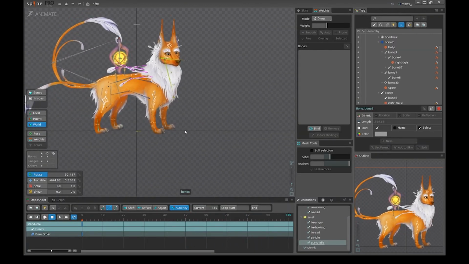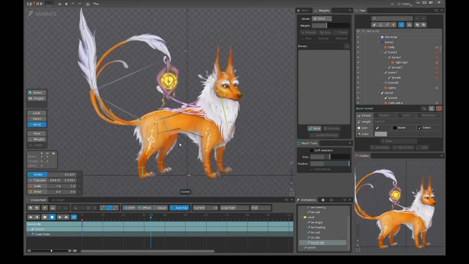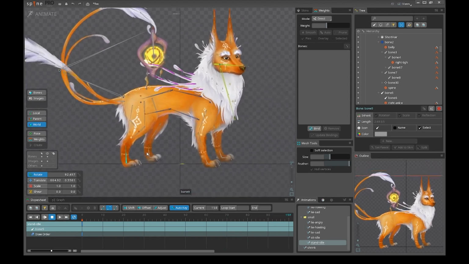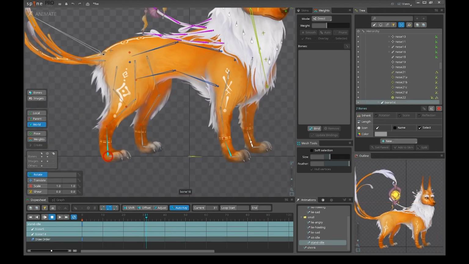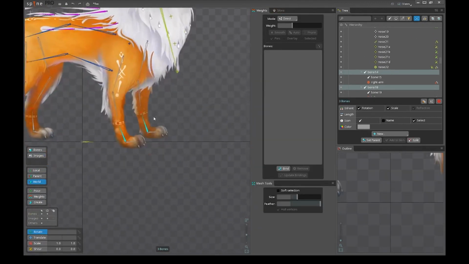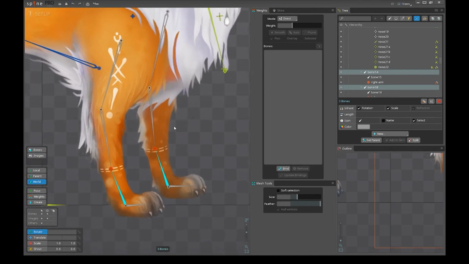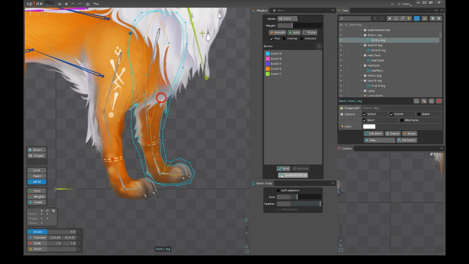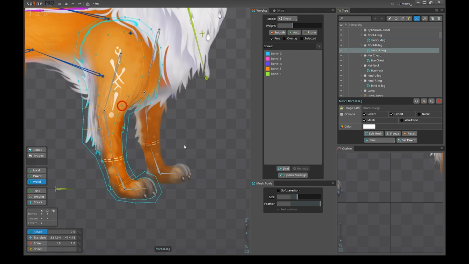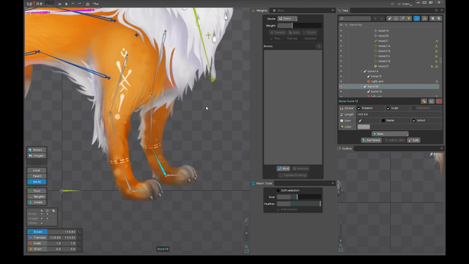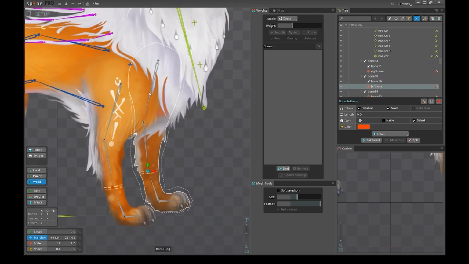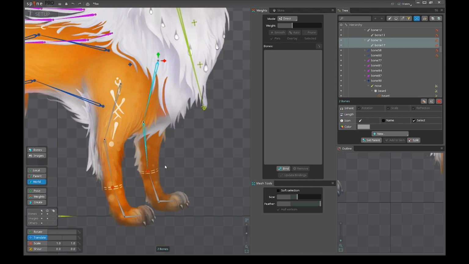We have a fox here. It's some kind of magical fox. You can see already a very familiar rig on the feet. It's actually, oh, let me update these bindings. Okay, so this is actually controlling the parent of this target bone, which is the controller of this basic IK.